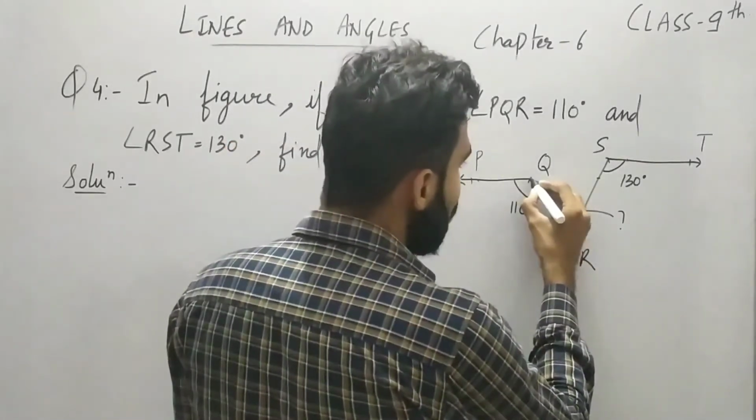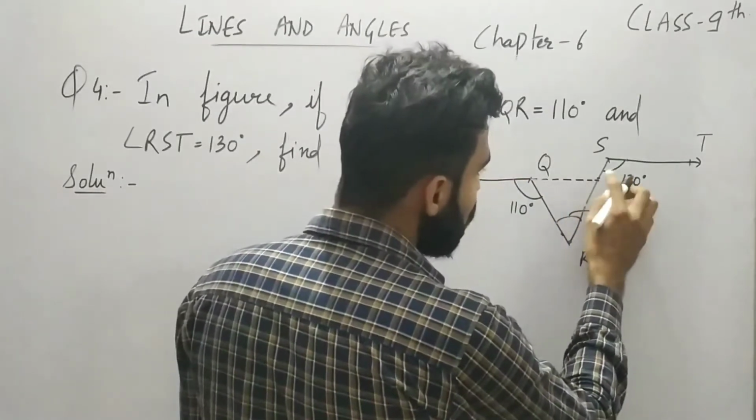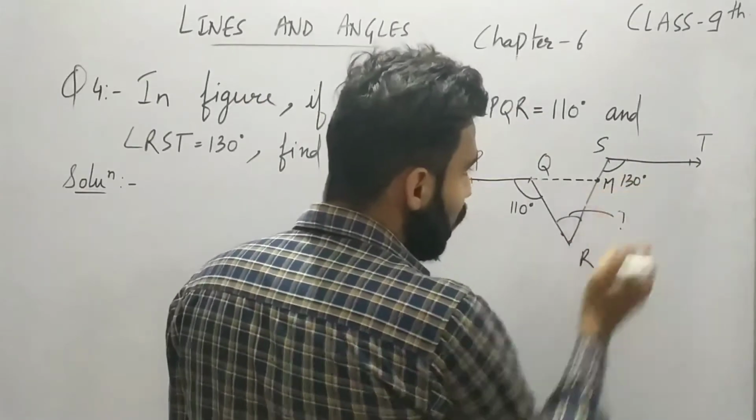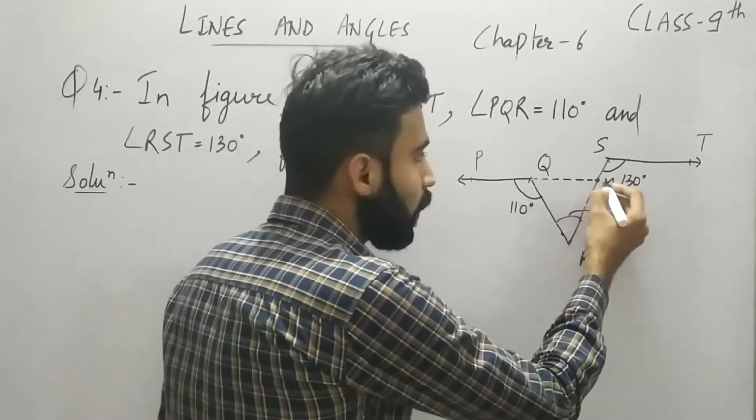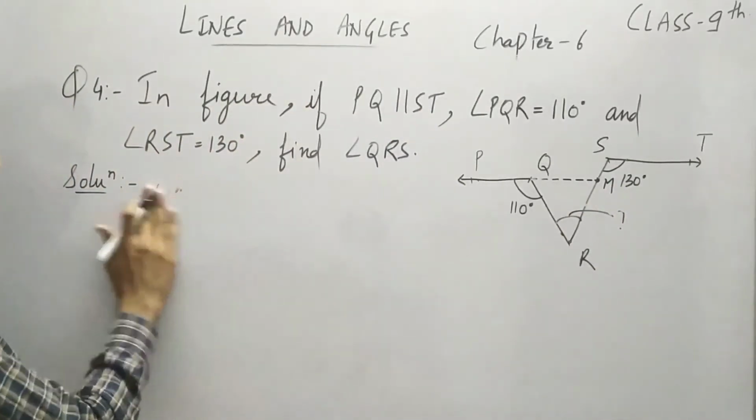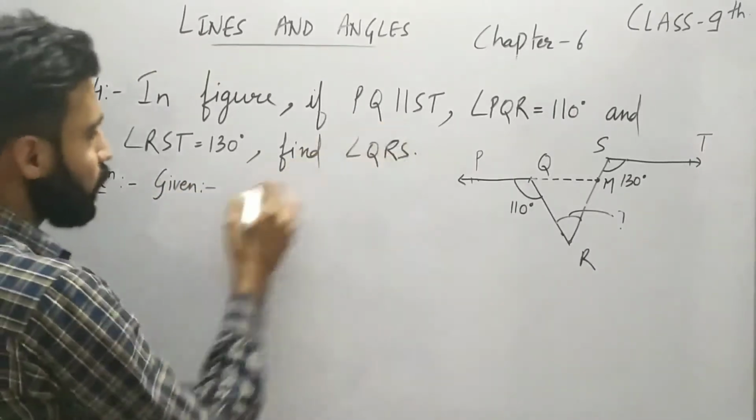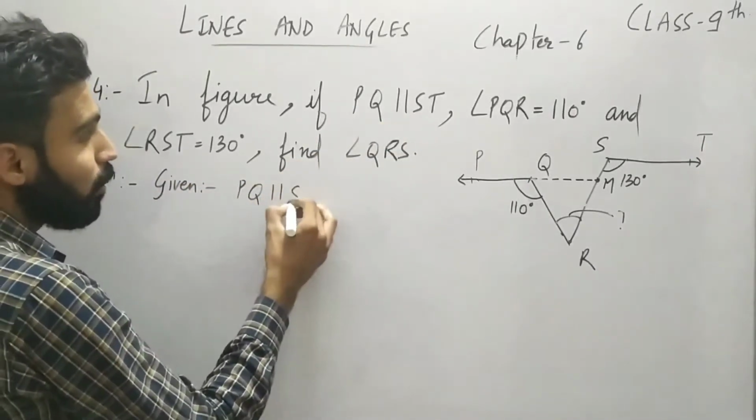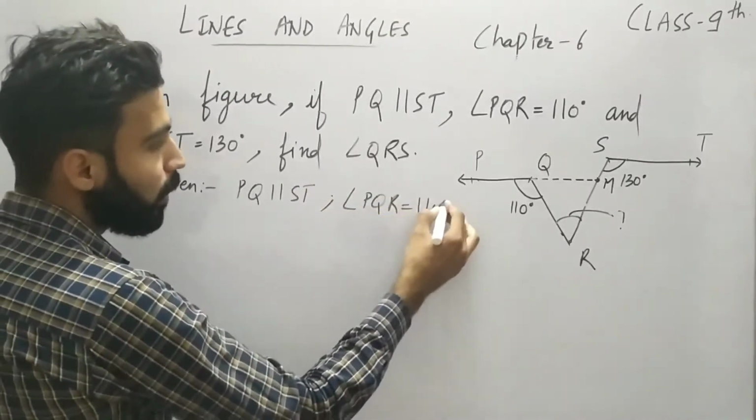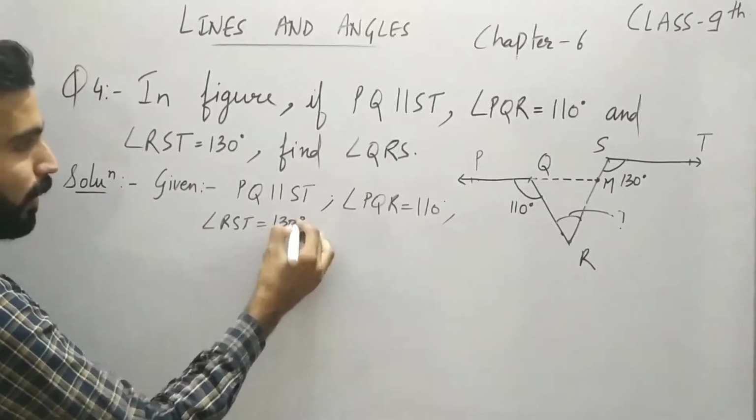I will just simply extend this line PQ which touches this SR line at point M. Getting my point? So I have given this point a name M. So what I have done, let me just write it in construction, but before construction let me write what is given to me in this question, right? So here it is given to me that PQ is parallel to ST. Further, angle PQR is equal to 110 and RST is equal to 130 degrees, right?